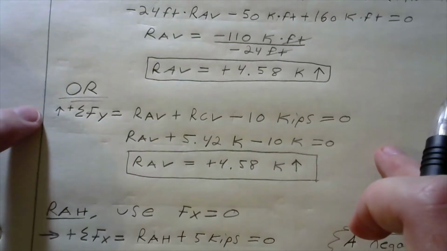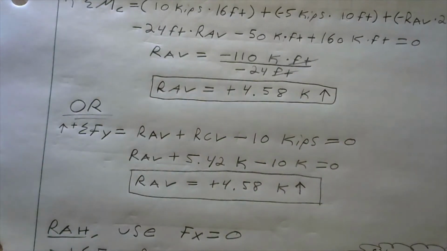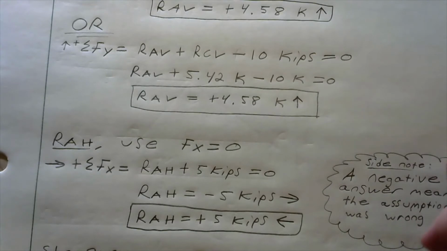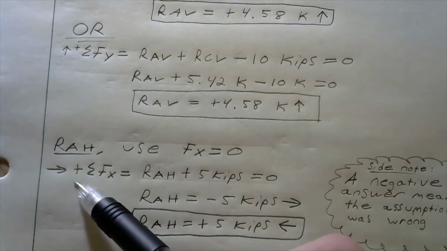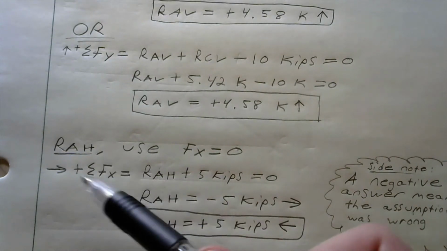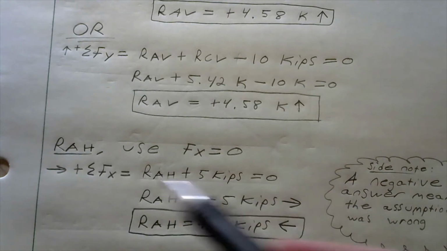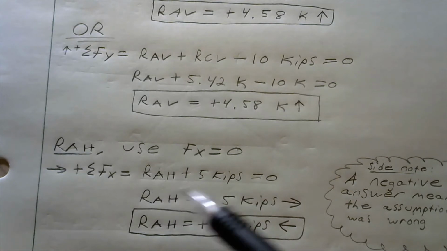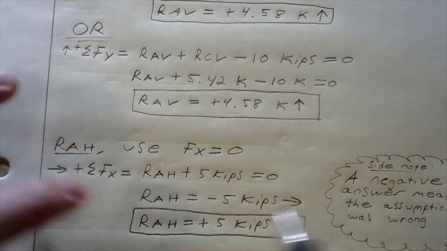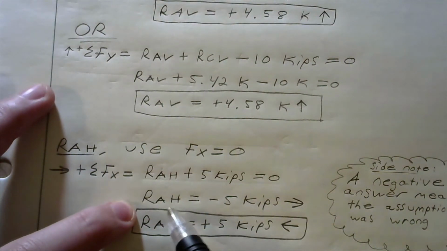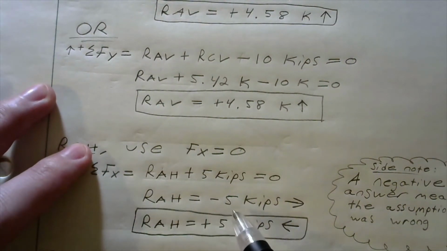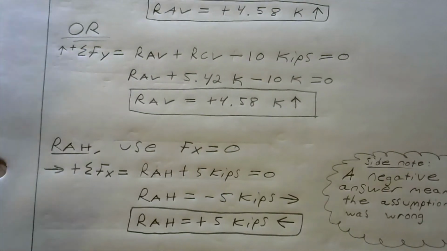Okay, now for RAH. You're going to use Fx equals 0. So here's what it looks like. I'm saying everything to the right is positive, and you're adding up all the forces in the x direction. That's what this means. So you're going to have RAH to the right and a positive 5 kips. But my first answer came out to RAH is equal to negative 5 kips. So what does that mean?